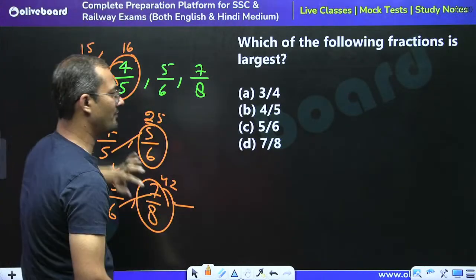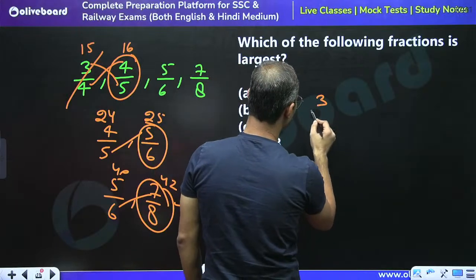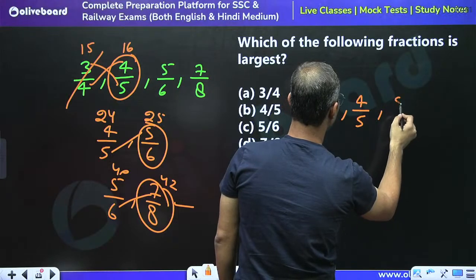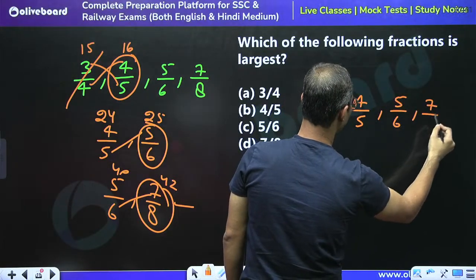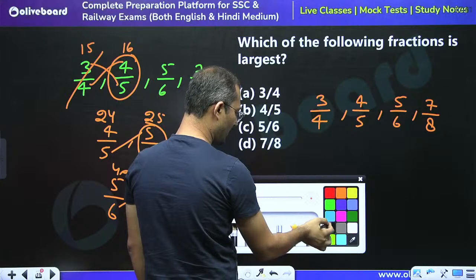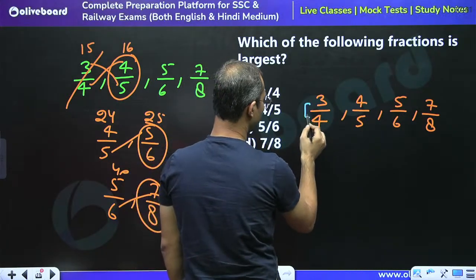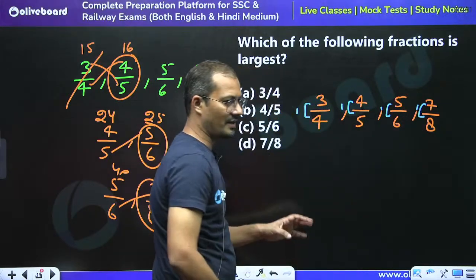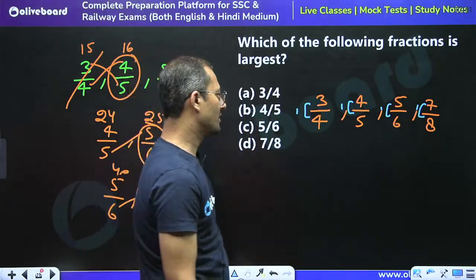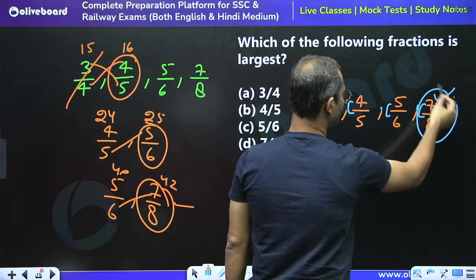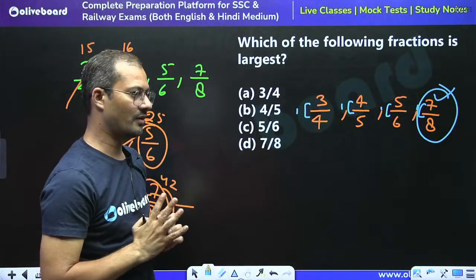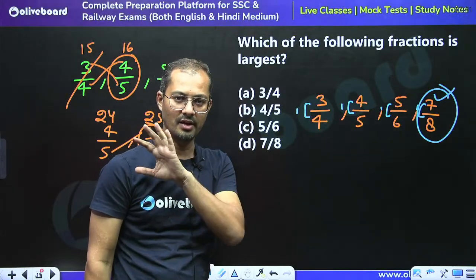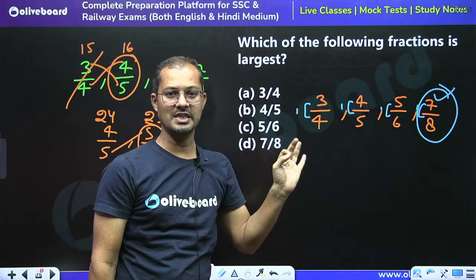Or we can use a second approach: the difference between numerator and denominator is the same, that is 1, right? So the fraction which has the highest value in the numerator is the largest. 7 by 8 has the highest value in the numerator when the difference between numerator and denominator in each fraction is the same.